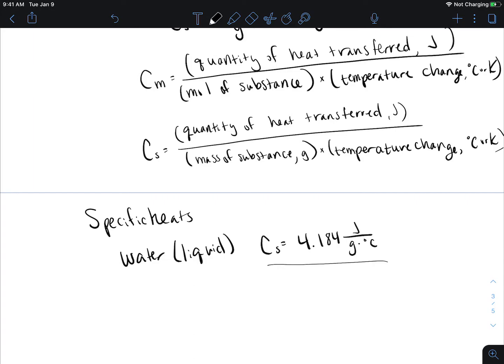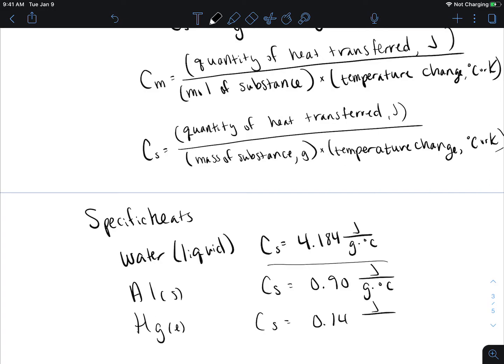And then we have things like metals. Aluminum in the solid phase has a specific heat of 0.90 joules per gram times degrees Celsius. So this is going to be a much lower value because it is a lot easier to heat up metal. Mercury in a liquid phase has a specific heat in joules per gram times degrees Celsius. And of course, each one of these can also be times Kelvin.